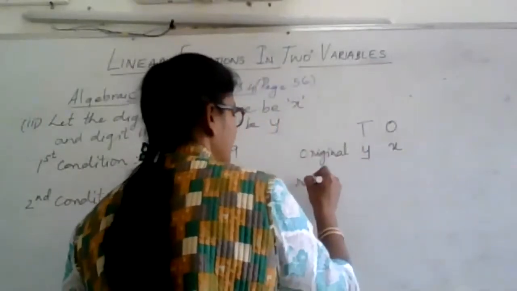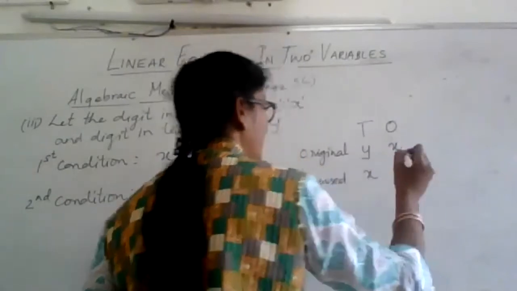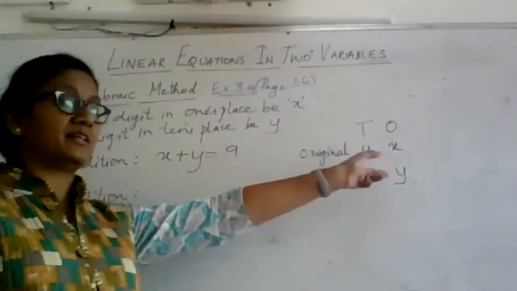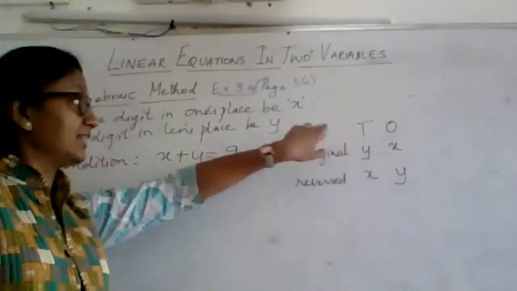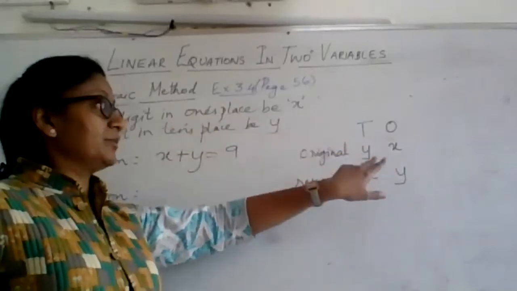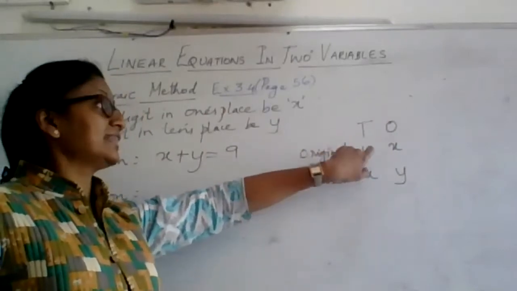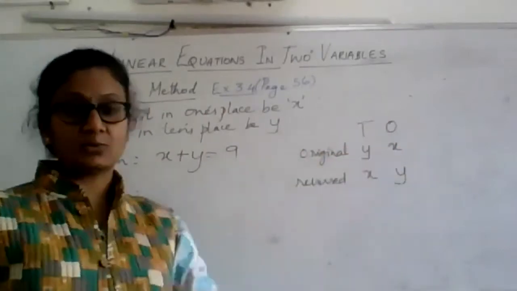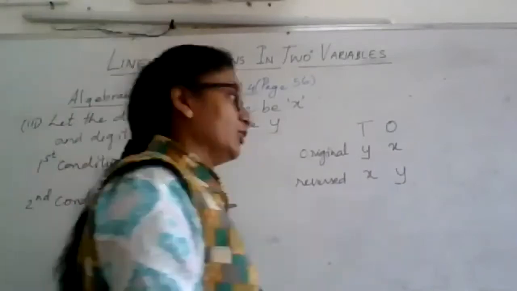Then what is the reverse number? You will have x in the tens place and y in the ones place. That's what you mean by reversing. Originally x was in the ones, y is in the tens. That's how we have assumed. But later on we are trying to reverse the digits. That means what was in the ones place has come to the tens place, and what was in the tens place has gone to the ones place. Now we have to clearly understand what their values are.